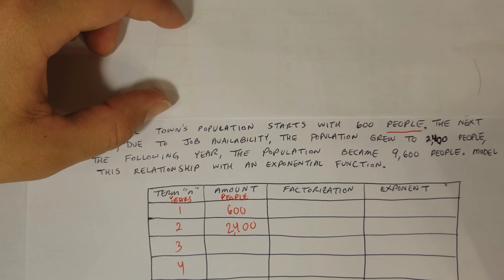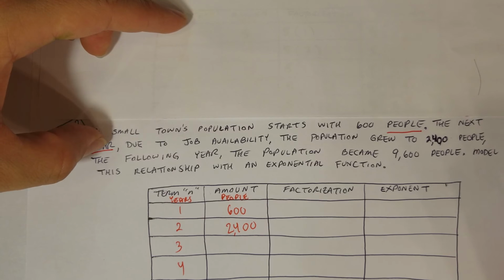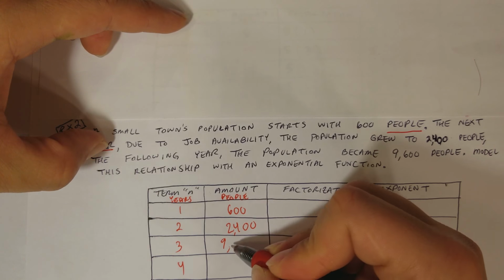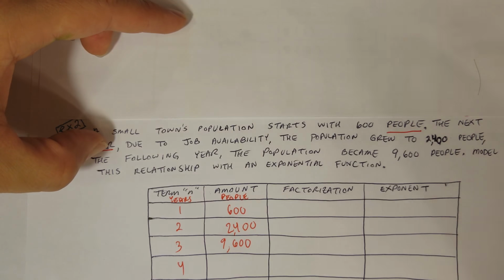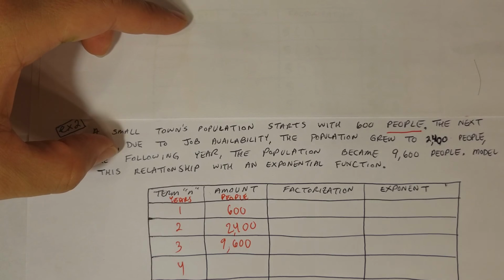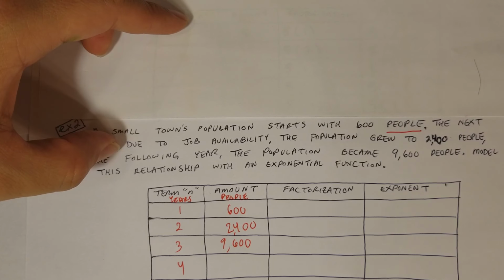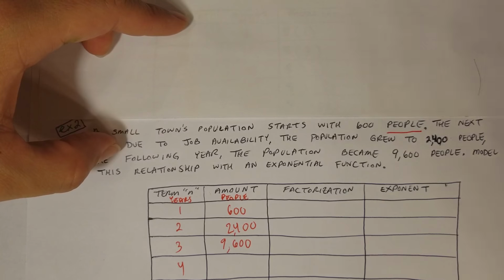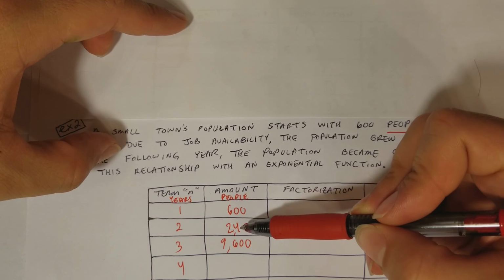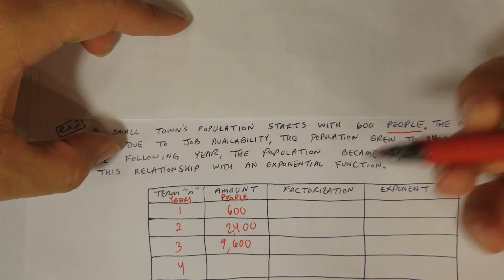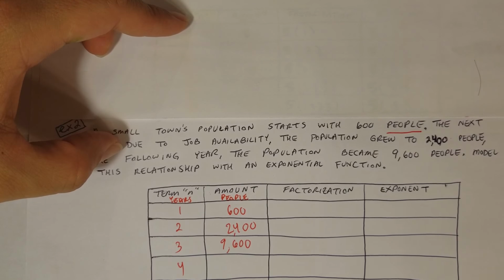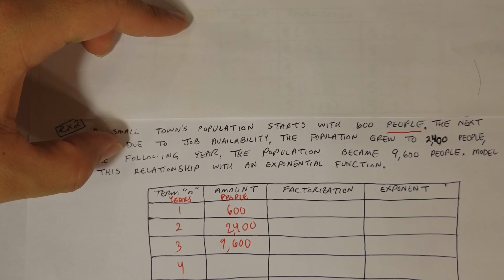So 2,400. Year number 3, we have 9,600. Year number 4, so first of all, what is the pattern that it's following here? How much are we multiplying? It looks like we're multiplying by 4, right? 6 times 4 is 24. 24 times 4 is 96. 96 times 4. Let me figure it out real quick.